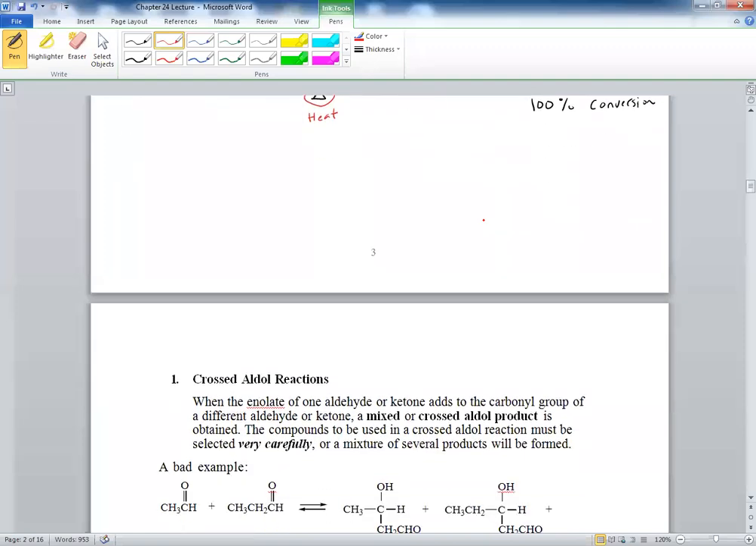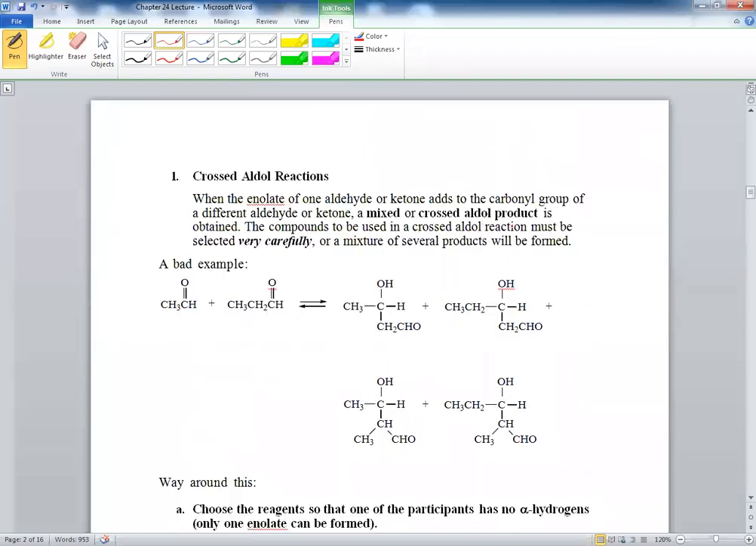Now, there's a problem when we have 2 different carbonyls reacting with each other. So it says here, when the enolate of one aldehyde or ketone adds to the carbonyl group of a different aldehyde or ketone, a mixed or crossed aldol product is obtained. The compounds to be used in a crossed aldol reaction must be selected very carefully, or a mixture of products will be formed. That's why it's called crossed or mixed. Either one is fine. But I hope you understand what this means.